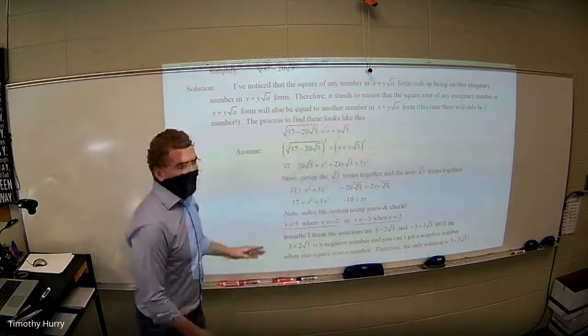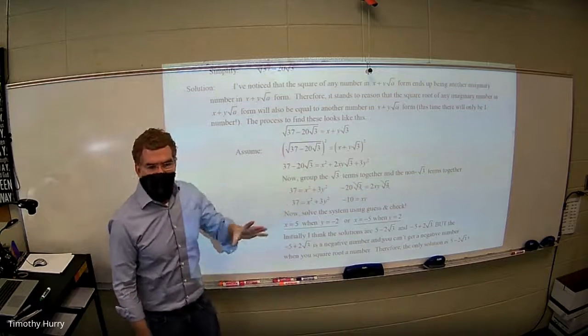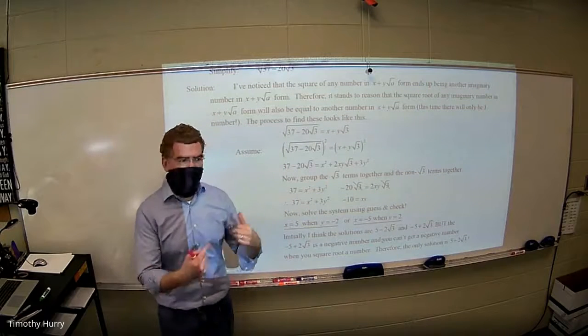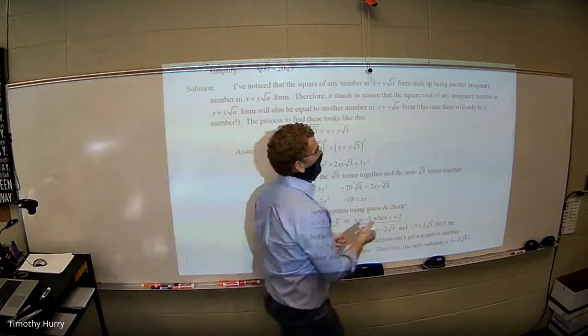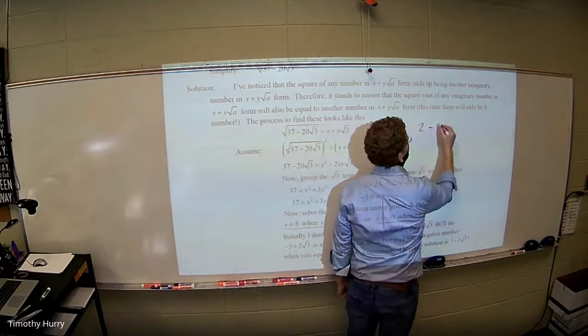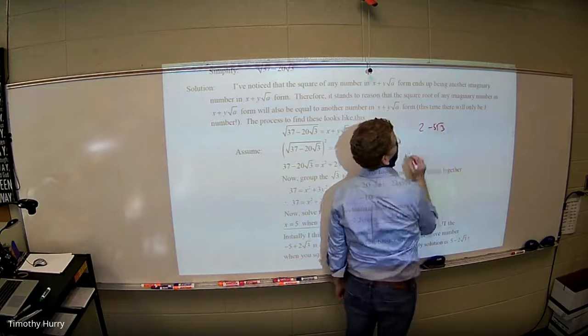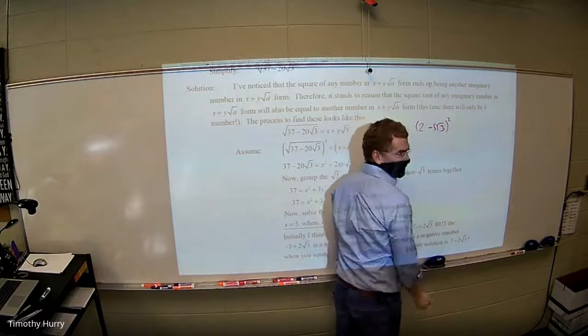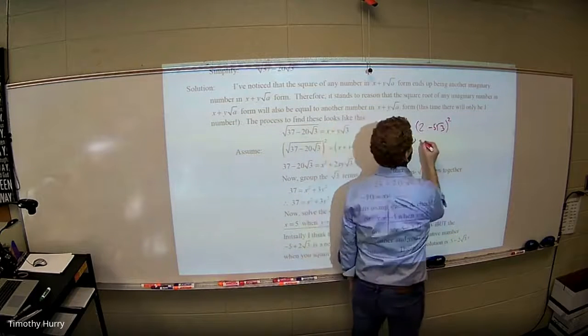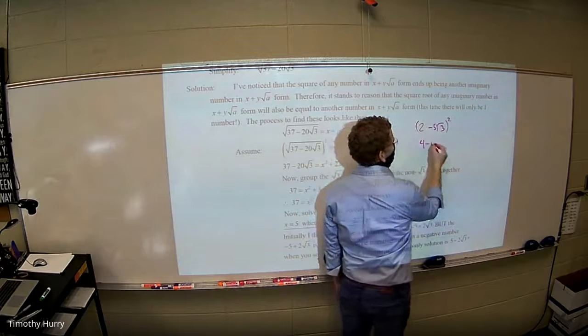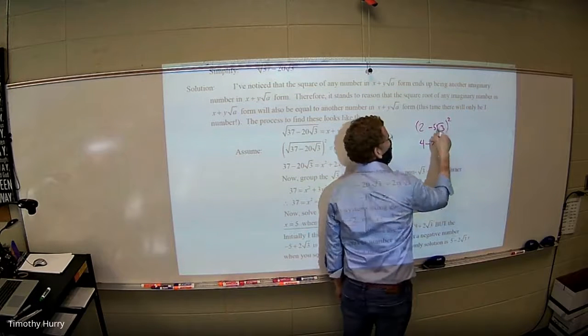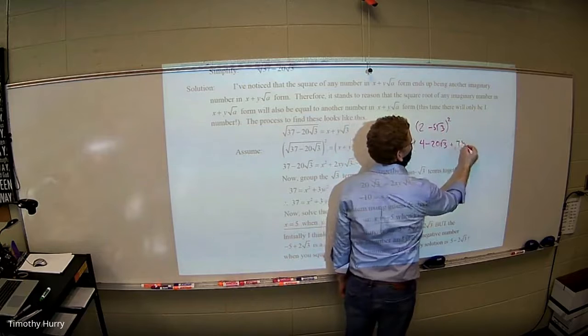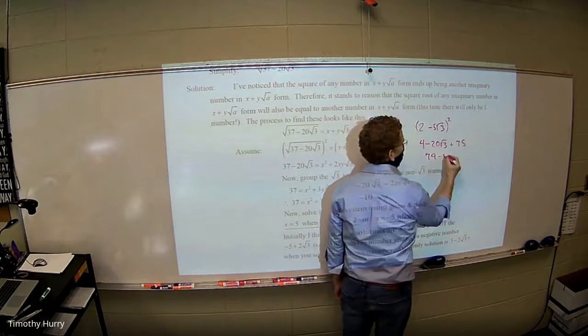But let me show you. The same thing is true for imaginary numbers as for square rooted values. Like if I have 2 minus root 3, heck, I'll even put a 5 in there for fun. What happens when I square it? I get 4. That times that, negative 20 root 3. That squared, positive 75. I get 79 minus 20 root 3.